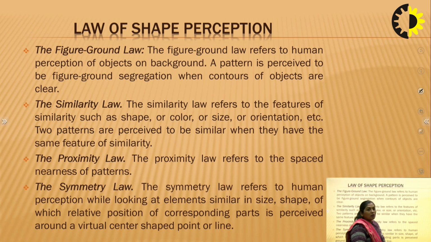Next is the proximity law. The proximity law refers to the spatial nearness of the pattern, meaning very small differences. Suppose there is an orange or there is a circle. There is a close similarity in that each of the objects is of the same pattern. So we are clustering the objects according to their minor distance or the nearness of the patterns. What are the basic similarities in those patterns?